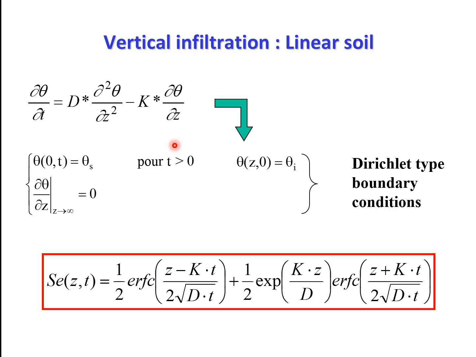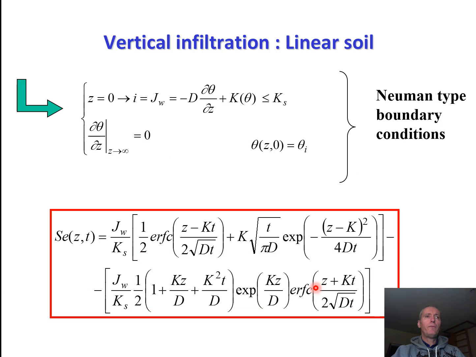The equation is given here in terms of SE, the saturation degree, and in terms of the hydraulic properties K and D. The equation allows us to simulate the soil moisture profile at any depth Z and any time T. As with the horizontal infiltration, an error function appears in this analytical solution.